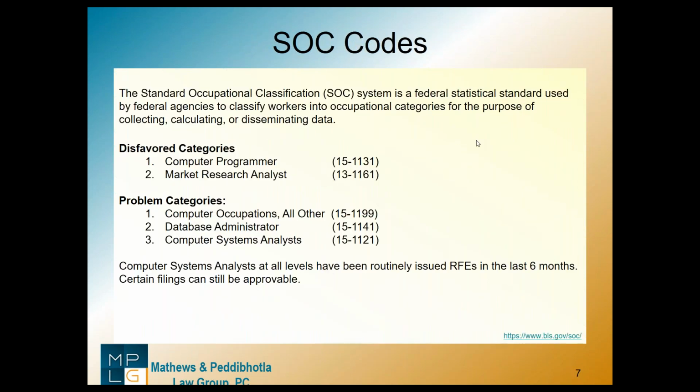So, your standard occupation classification categories. We are also seeing a trend in what we're calling disfavored categories and then problem categories. For every position, there is some form of an SOC code that we have to place these jobs in.